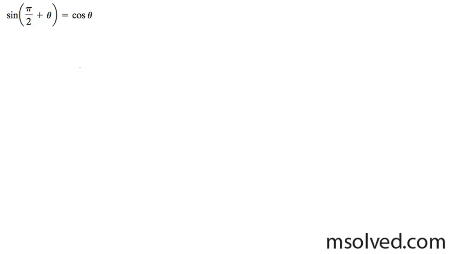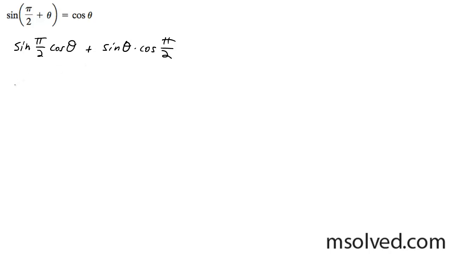Let's prove the trig identity that the left side's equal to the right side. So what I'm going to do here is I'm just going to go ahead and write this out in this format. Sine of pi over 2 times the cosine of theta plus the sine of theta times the cosine of pi over 2.